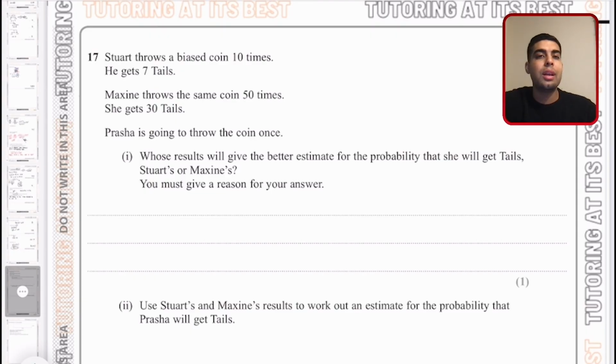So again, you need to think about how many times each of them has thrown the coin and then make a decision. And we know that Maxine has thrown the coin 5 times more than Stuart. So in this case, it's going to be Maxine, because the more trials, the better the estimate.